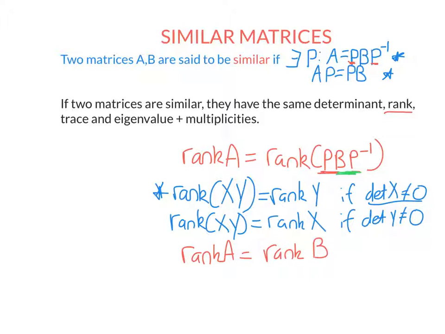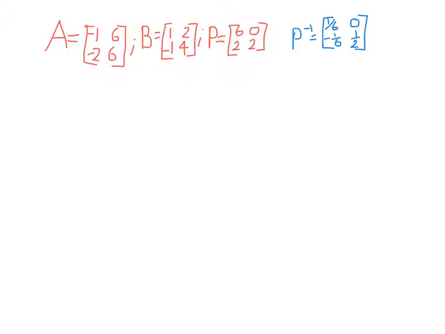So it turns out that similar matrices represent the same linear transformation. So let's have a look at what that means. So let's look at these matrices on screen. So it turns out that the matrices A and B are similar to each other. Note that they both have the same trace, which is 5.